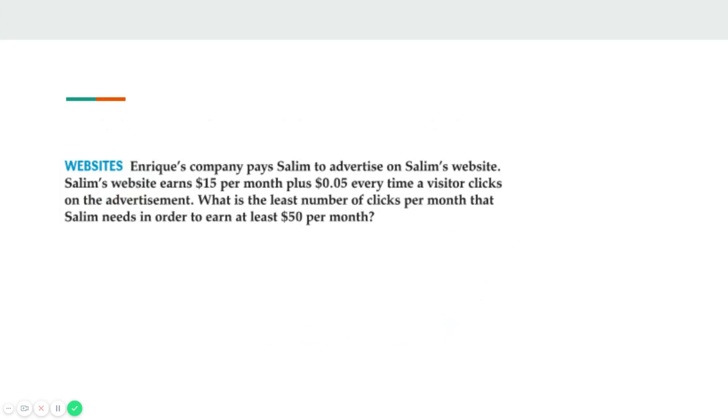The last thing that we're going to look at is a word problem with inequalities, dealing with a website. So Enrique's company pays Salem to advertise on Salem's website. Salem's website earns $15 per month plus an extra 5 cents every time a visitor clicks on that advertisement. What is the least number of clicks per month that Salem needs in order to earn at least $50 per month? Now there's a lot of per going on here, so we're thinking a lot of multiplication here. But the last sentence asks for the least number of clicks per month, so we're just going to look at this on a 1 month basis. So it's the month of September right now, so let's think how much he can make just in September.